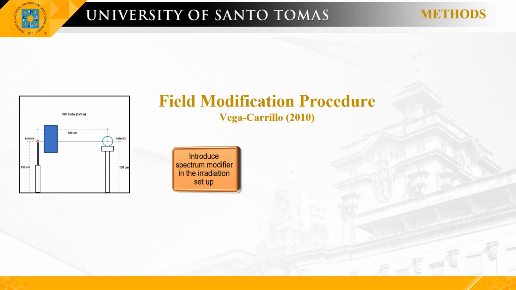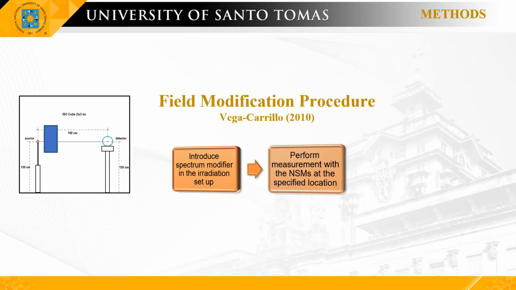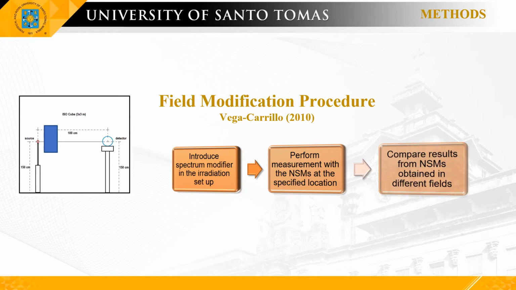To demonstrate how the neutron field can change with modifiers, these modifiers are placed 20 cm away from the source for optimum effect. Then, measurements with neutron survey meters were done 100 cm away from the source. Finally, results from the neutron survey meters obtained in different fields were compared.